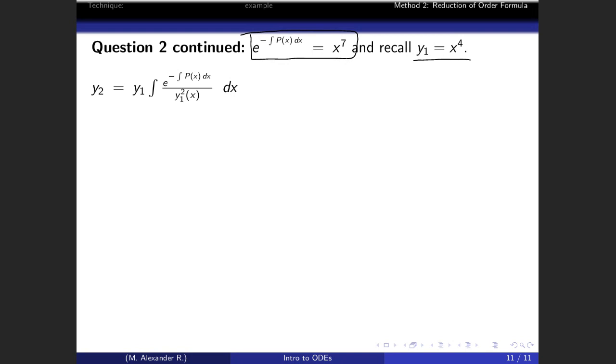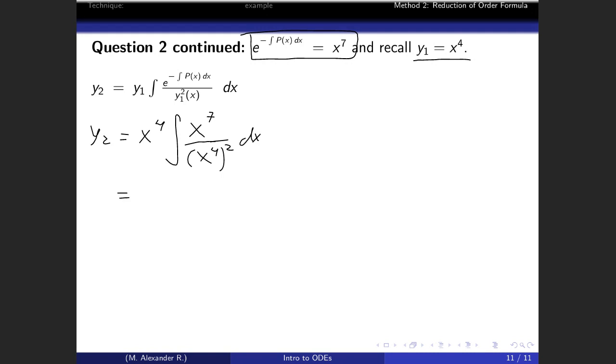The formula is given to you here, and so we are just going to substitute. So y2 is going to be y1, which is x to the 4, times the integral of this e stuff. This turned out to be x to the 7 divided by y1 squared. Let me write this down in detail. So this is x to the 4 squared dx. So we need to simplify this.